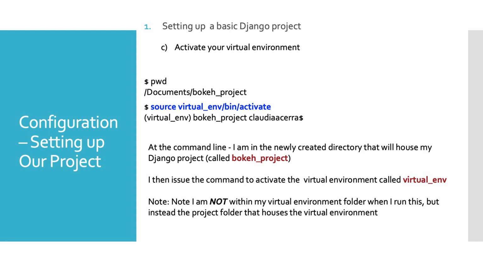We confirm we're in our Bokeh_project that will hold our Django project in just a bit. Look up the syntax for Windows. It's a little bit different, but it's the same idea. Source, then the name of your virtual environment. For me, it's virtual_env/bin/activate. When you hit enter, you'll know that it was successful if at the beginning of your command line, you see the name of your virtual environment in parentheses.